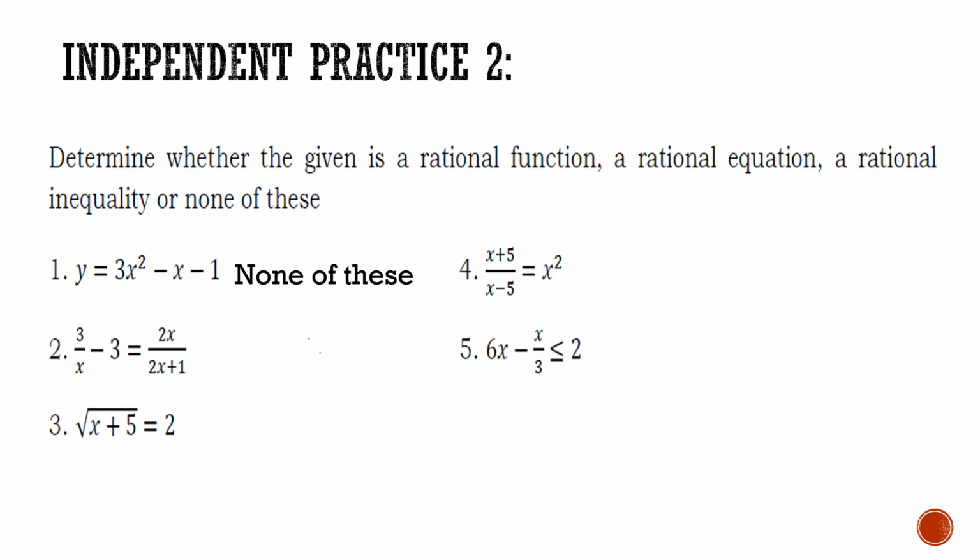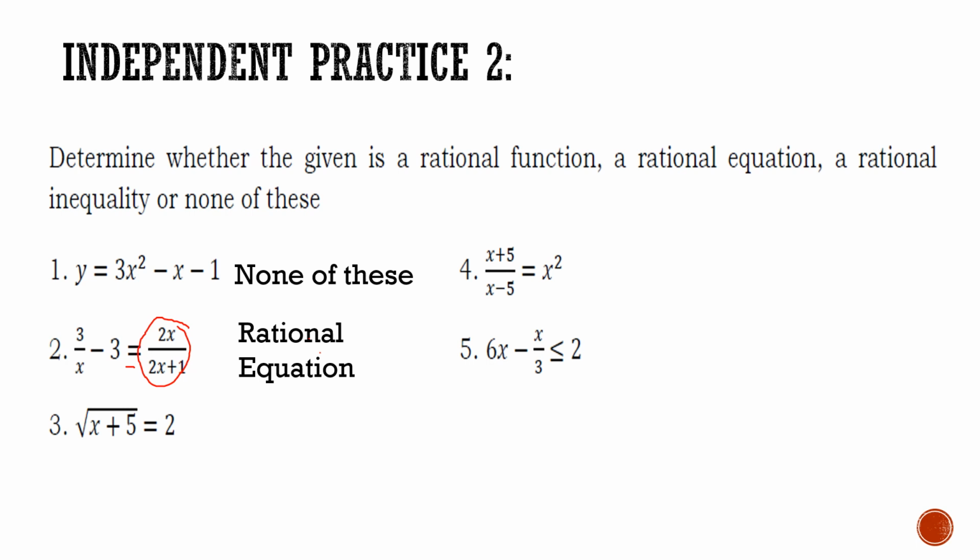Number 2, 3 over x minus 3 equals 2x over 2x plus 1. So, meron naman po tayong mga rational expression, no? So, meron na po tayong fraction. Tapos, gumamit po siya ng equal sign. Tapos, ilang variable po yung makikita nyo? Isa lang, which is x lang po. So, yan naman po ay rational equation.